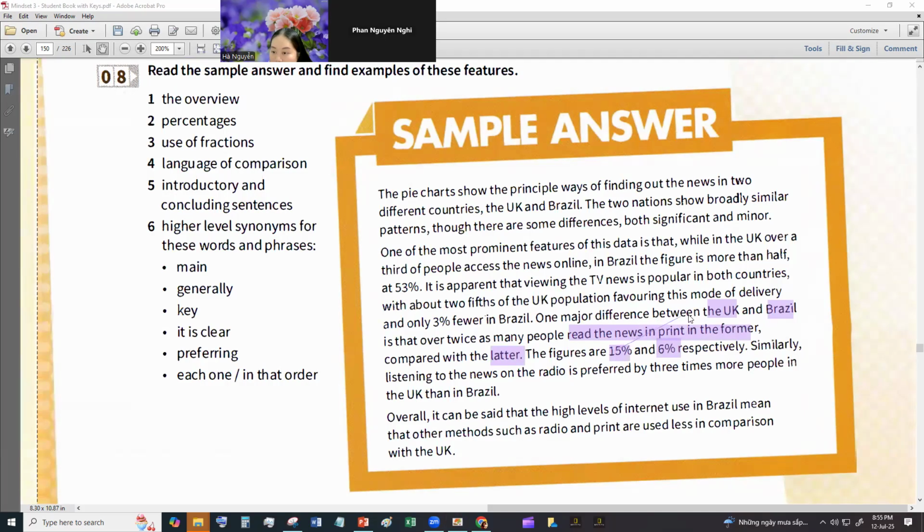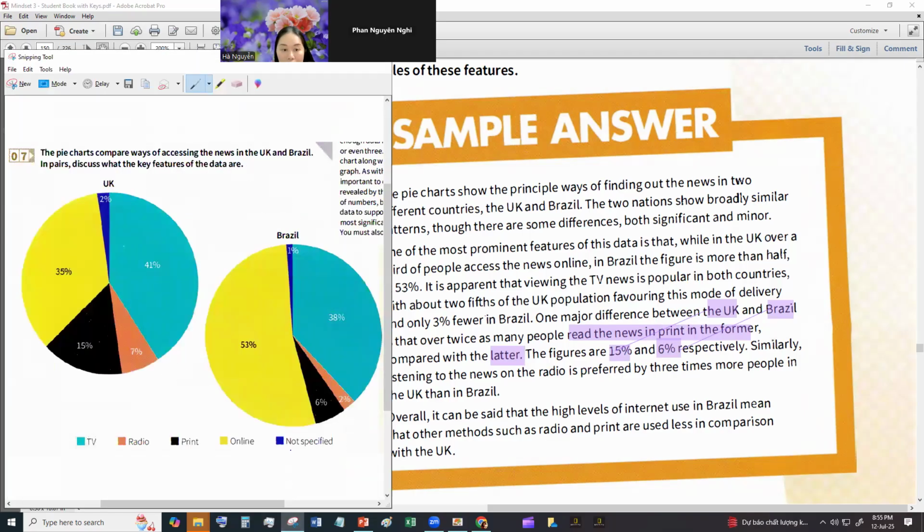Okay, so what "respectively" means is that it follows the order mentioned previously. The order mentioned previously is the UK first, so it's 15% of people reading news in the UK, the black number here. And 6% of people in Brazil read the news. So 6% here. Yeah, so respectively, this is how you use it.